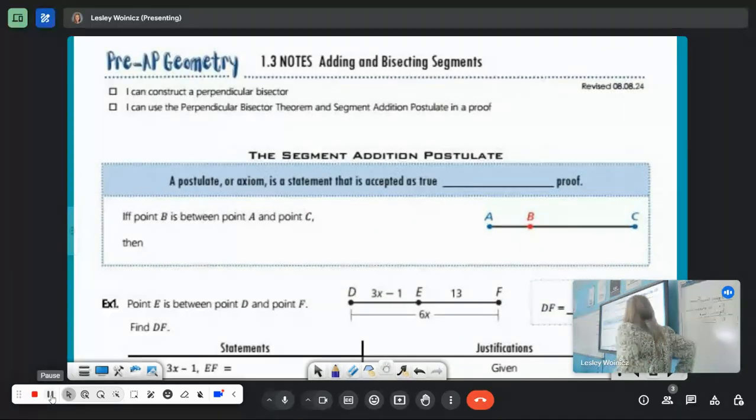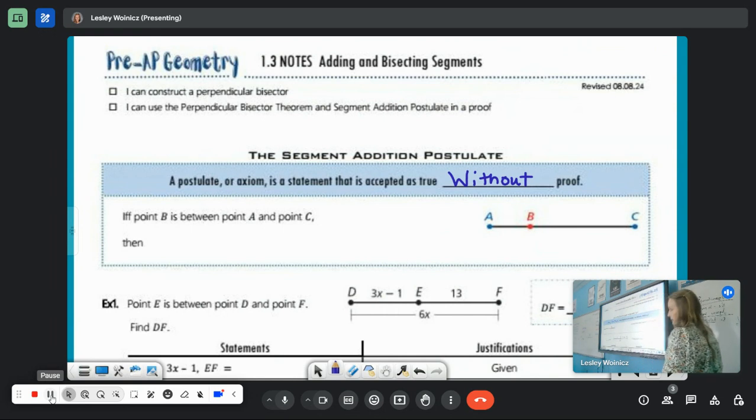Okay, so this is our segment addition postulate. A postulate or axiom is a statement that is accepted as true without proof. It's so obvious that the math gurus decided we don't have to prove it. Self-evident.